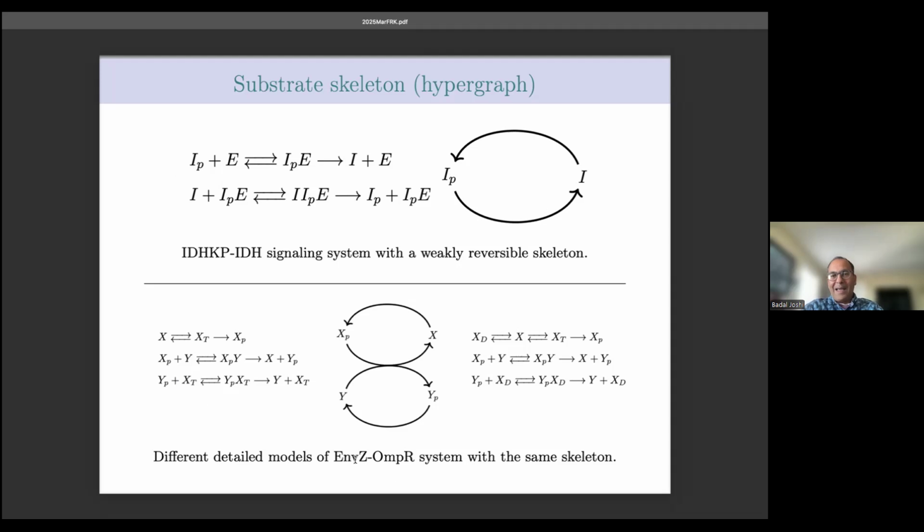Another model, NZ-OMPAR, there are two detailed mechanisms of that presented in the Shinar-Feinberg paper. And if you make a substrate skeleton for either of these mechanisms, it's actually exactly the same. So there is one reaction where X becomes XP, right? Whether you look on the left or the right. There's another reaction where XP and Y combine to give you X plus XP. So that's a transfer reaction. So there's hyperedge 1, hyperedge 2, and hyperedge 3, where YP turns into Y.